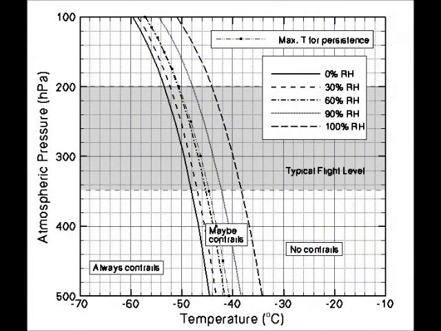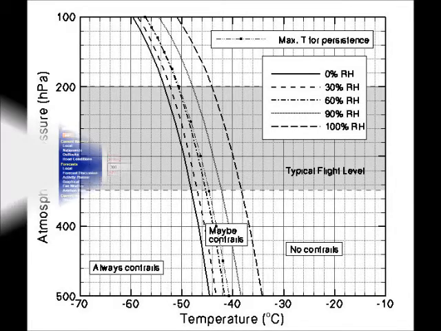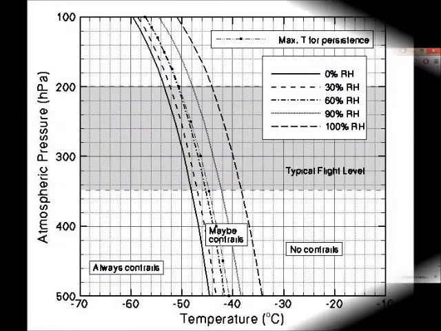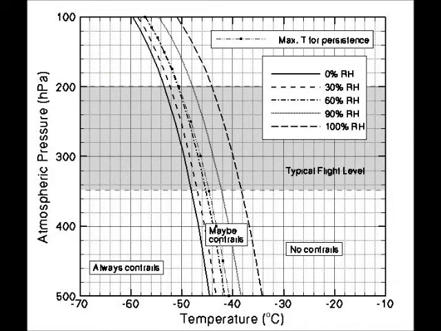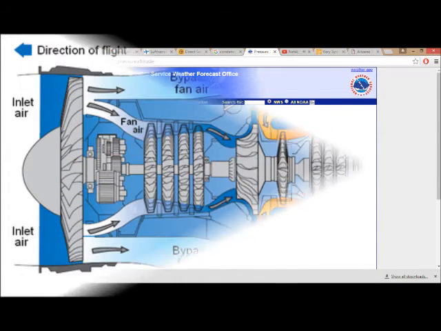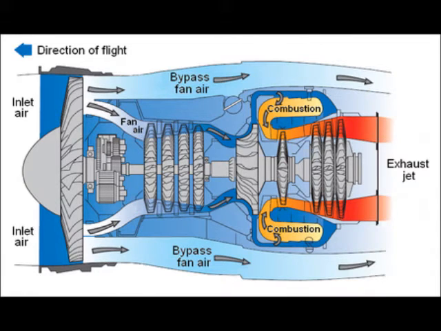A temperature of -40 degrees centigrade or below, and an atmospheric pressure of 300 hectopascals or less is required. This equates to roughly 9,000 meters above sea level. See the Appleman chart here for further details, including humidity. This is why you should only ever see condensation trails forming at high altitude. Now, let's have a look at one.